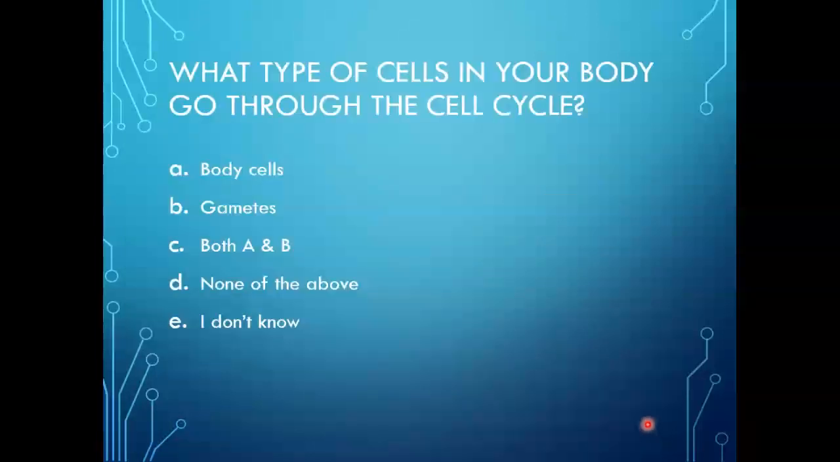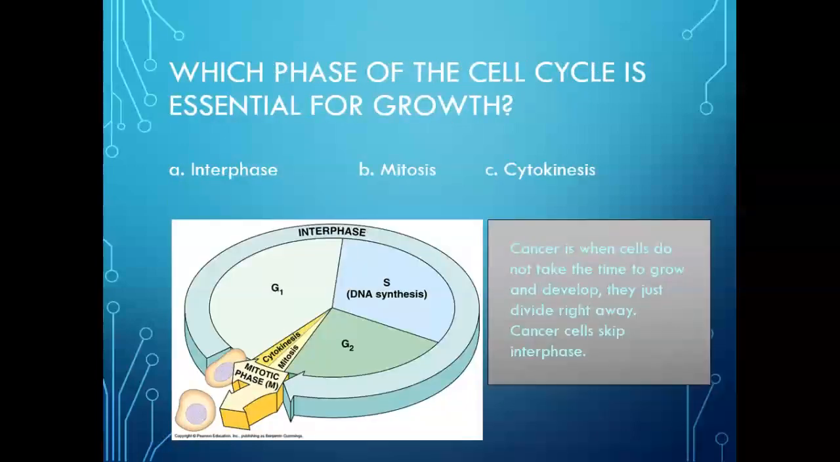What type of cells in your body go through the cell cycle? Body cells, gametes, both, none, or I don't know. Which phase of the cell cycle is essential for growth?